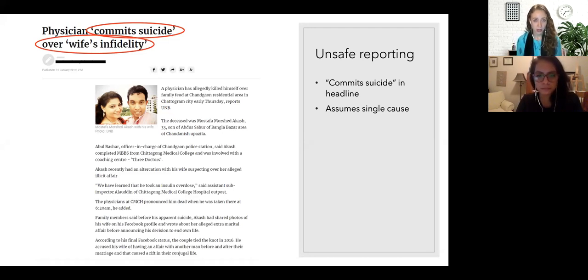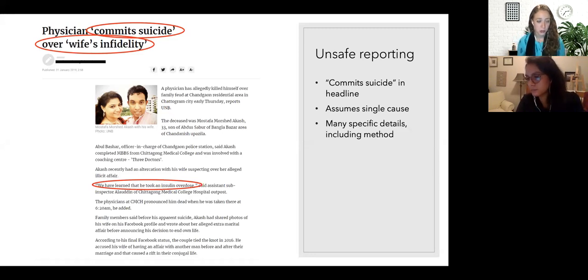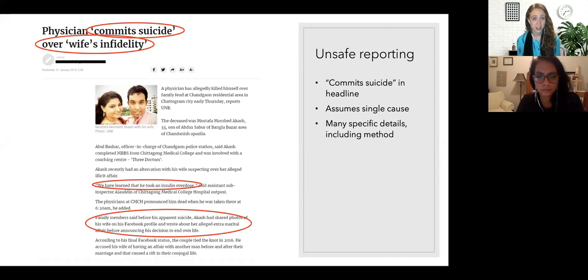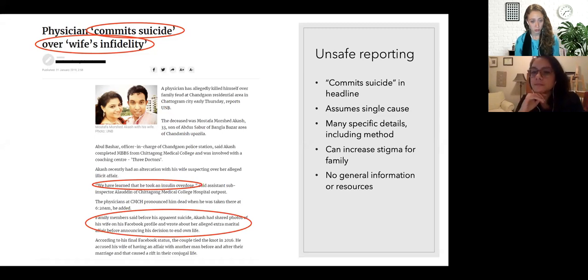You will see in the body of the article, and we've circled where this is the case, there are many specific details given, including the method. So we mentioned he took an insulin overdose, which was specified as the method. Also, this can increase the stigma for the family immensely, giving very personal details. And there's also no general information or resources shared. And that's something, as Dr. Arafat mentioned, has not really been seen in suicide reporting in Bangladesh at all. So that's one very simple item that you can easily add to your reports that will be very helpful immediately. So those are a few things to keep in mind.